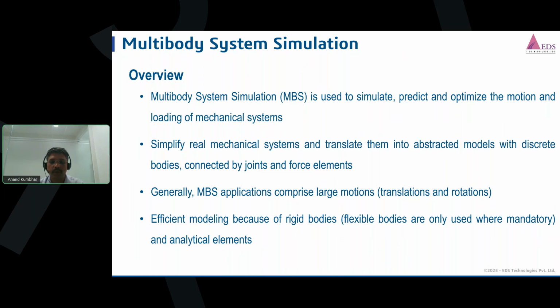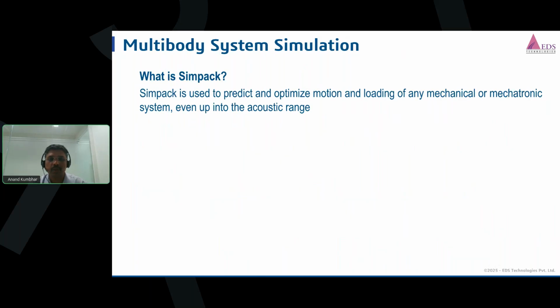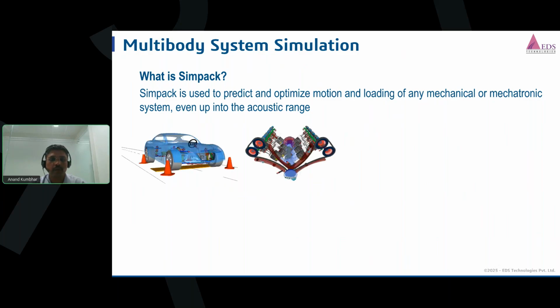For example, car body bending or long shafts. Then representing physical components with analytical force elements such as springs, dampers, bushings, and contact models. This approach balances accuracy and simulation speed, allowing faster simulations even for complex systems. Simpack is used to predict and optimize the motion and loading of any mechanical or mechatronic system, even up into the acoustic range. And its applications are, Tejas, you can just click, automotive.